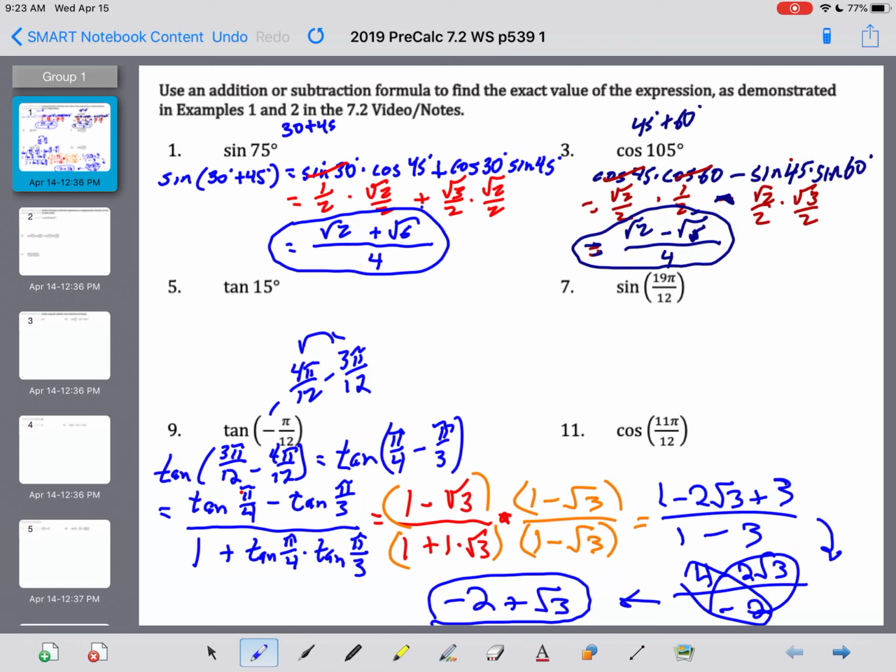Now I'm just going to help you split up number 7, and then number 11 you can work through as well. So if I've got 19 pi over 12, I'm thinking, could I split that up into 9 pi over 12 plus 10 pi over 12, which will give me 3 pi over 4 plus 5 pi over 6. So that's how I want to get this thing split up. This would be one way. So go from there and finish out that process here.